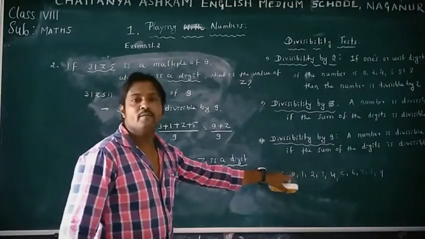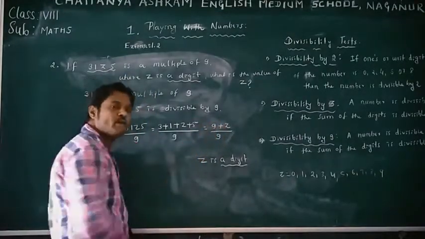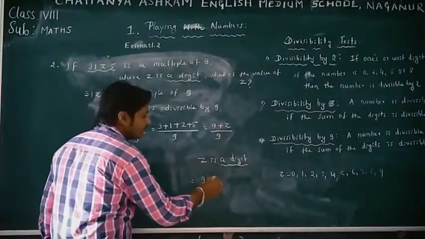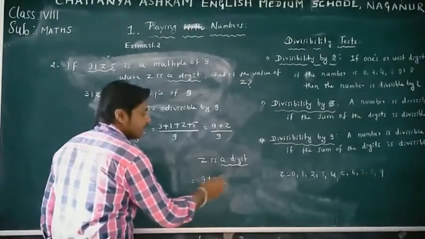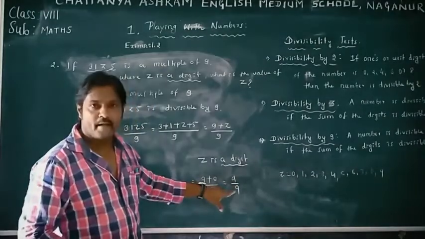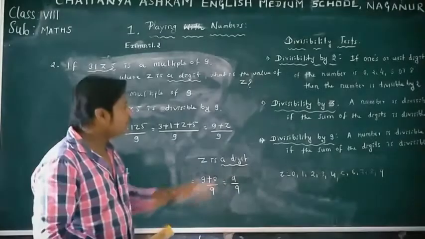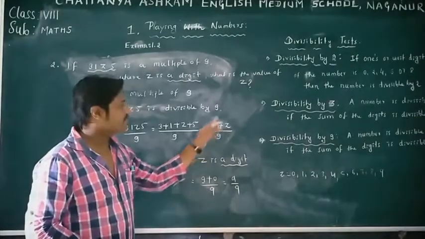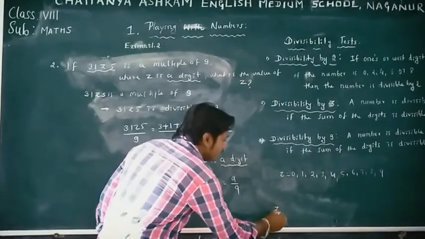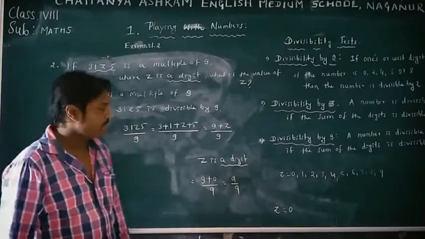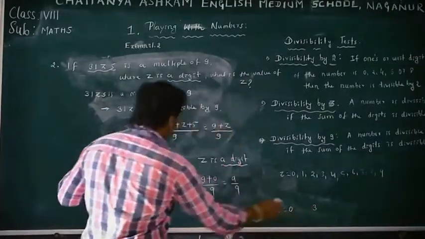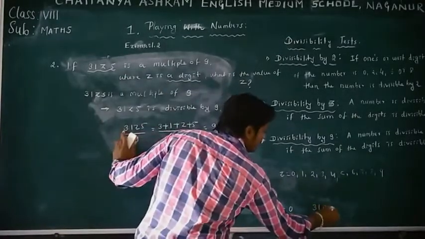Take Z equal to 0. Substitute Z equal to 0. What does the sum become? 9 plus 0 is equal to 9. 9 plus 0 is 9, by 9. Clearly, 9 is divisible by 9. We obtained one value of Z which makes the sum divisible by 9. What is that value? Z is equal to 0. Then what is that number? For Z equal to 0, the number is 3105.